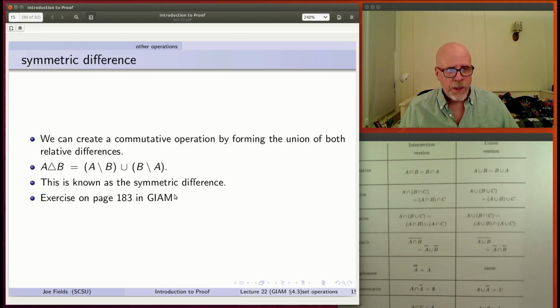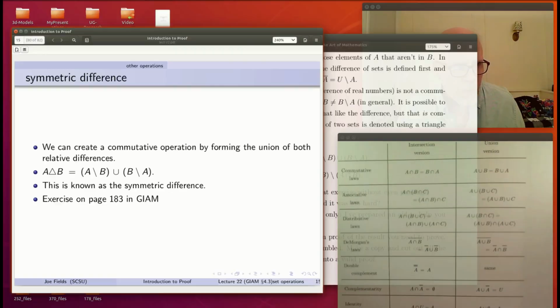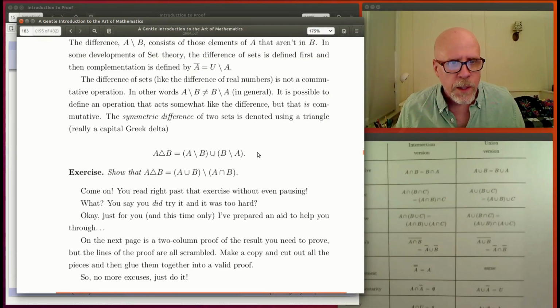Now there's an exercise on page 183 in GIAM about the symmetric difference, and it's a great chance for us to practice doing a two-column proof. So I think it's worth our while to run through it. Let me first pull up the exercise. It's right here, and the GIAM has a lot of these exercises that are mid-text. As you're reading along, it says exercise, and you're supposed to do them.